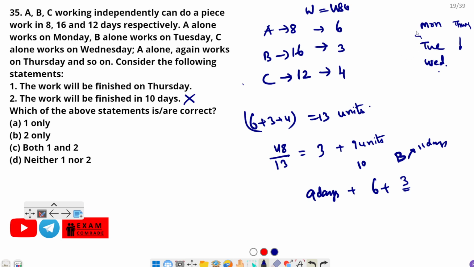So if he is working on Monday, by next Monday 7 days will be completed. So this Monday is the 8th day, Tuesday, Wednesday, Thursday, 9th, 10th, 11th. So the answer is Thursday. So statement A is correct, statement 2 is false. So only one is correct. Option A is correct.